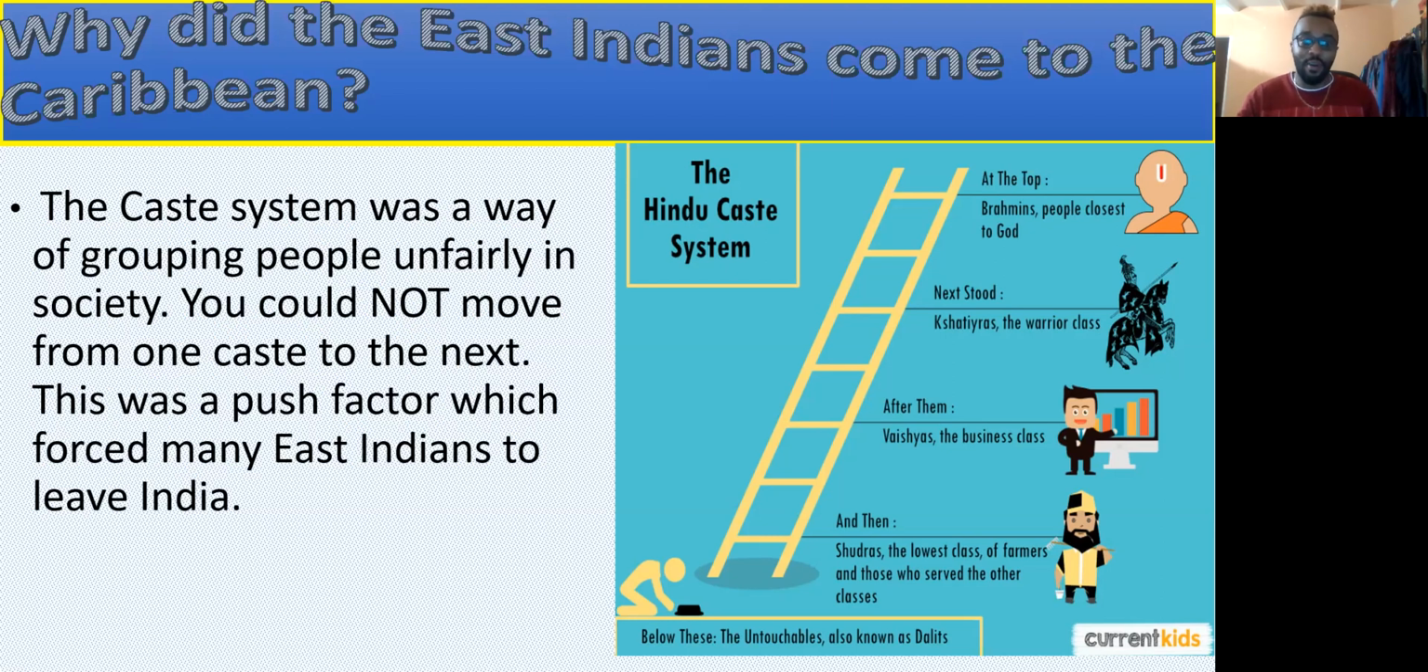So these people were, as the name suggests, untouchables. No other caste, whether that be the Brahmins, and so they would not really relate to these people. Even when the untouchables were coming into the market, they would ring a bell and then person would step aside and allow them to pass. That's how they were treated. So this was a push factor which forced the East Indians to come here.